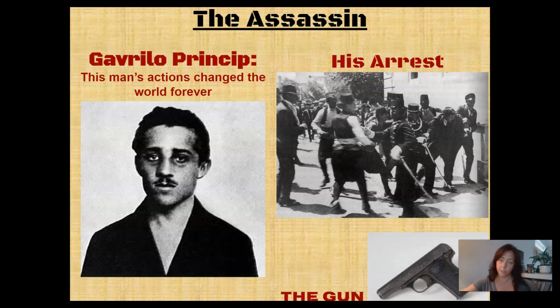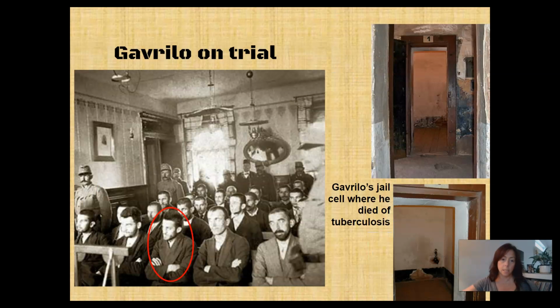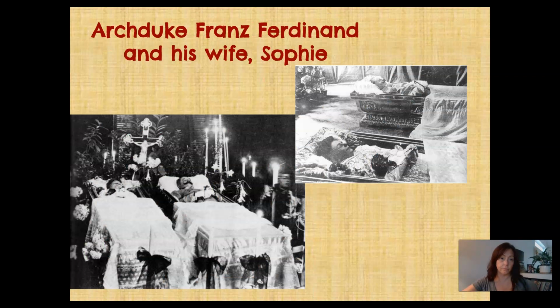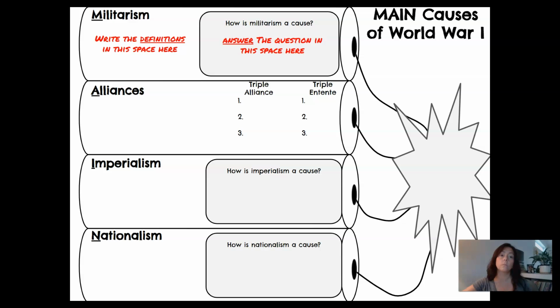There is footage, you saw footage in the video of him getting arrested, and that is the gun. There he is on trial. There is his jail cell where he eventually died of tuberculosis. Here is the Archduke Franz Ferdinand. That is his car and his coat, now preserved in a museum. There they are, him and his wife in their caskets, their funeral.